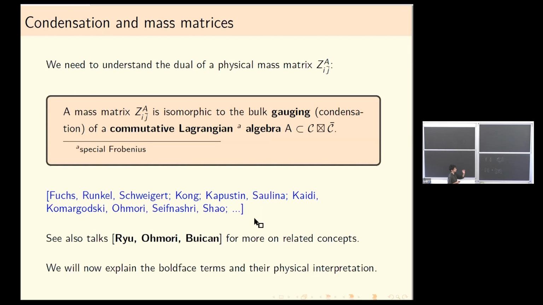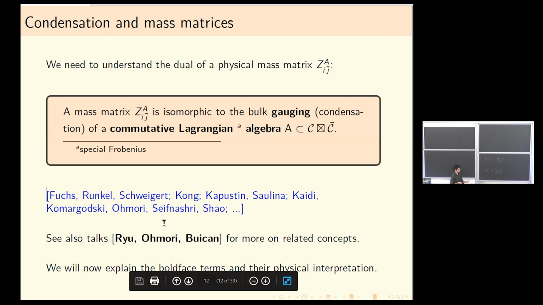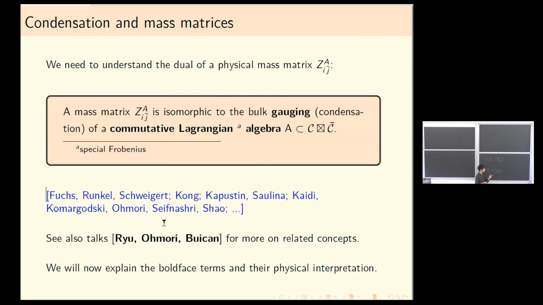So now I'm going to just talk about generalities, but you can also see these talks of the same workshop for similar concepts, essentially. So I will not spend too much time on that.